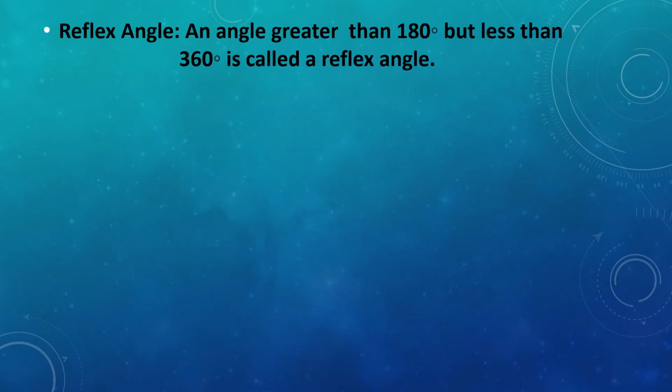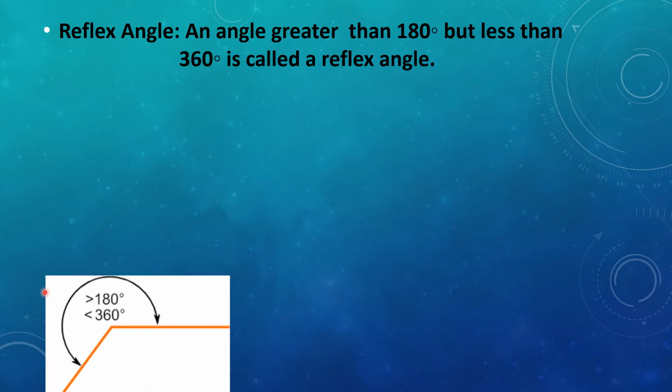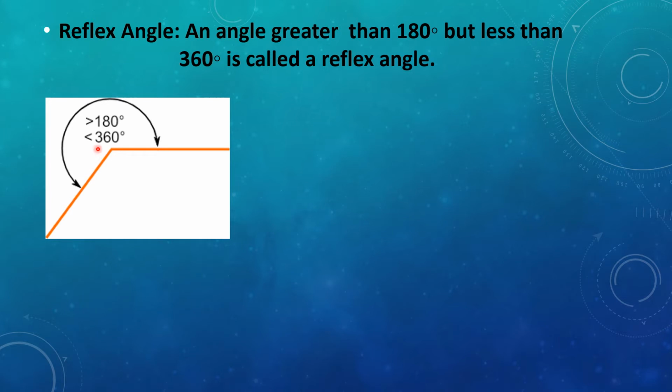Next is the reflex angle. An angle between 180 degrees and 360 degrees is known as a reflex angle, or an angle greater than 180 degrees and less than 360 degrees is known as a reflex angle. Let's understand this through an example. Here you can see that the measure of this angle is greater than 180 degrees and less than 360 degrees. So this angle is known as a reflex angle.